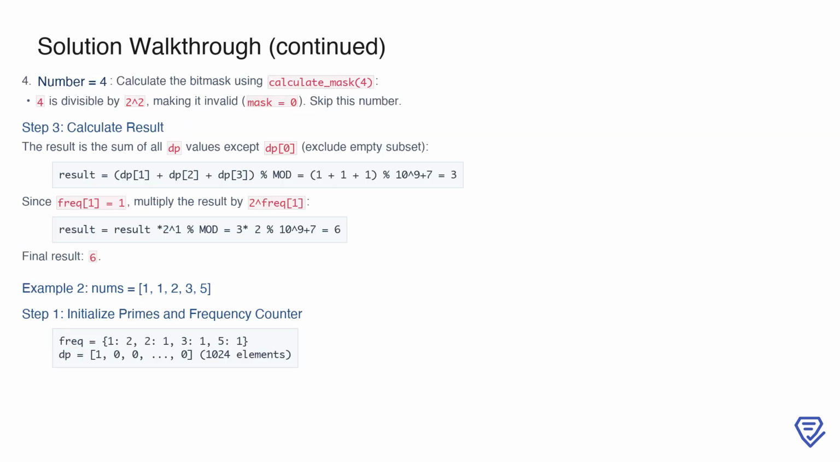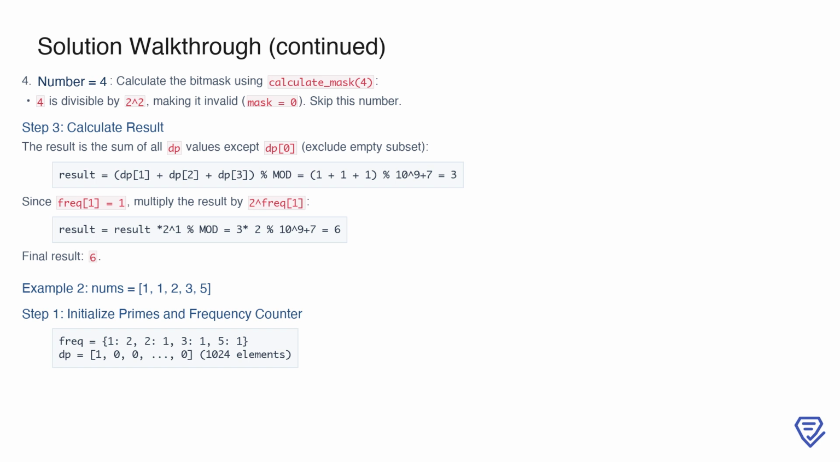Next, we handle the number 4. Using calculate_mask(4), we find that 4 is divisible by 2*2, which makes it invalid for subset calculations. Therefore, we skip this number. With all numbers in nums processed, we proceed to calculate the final result.